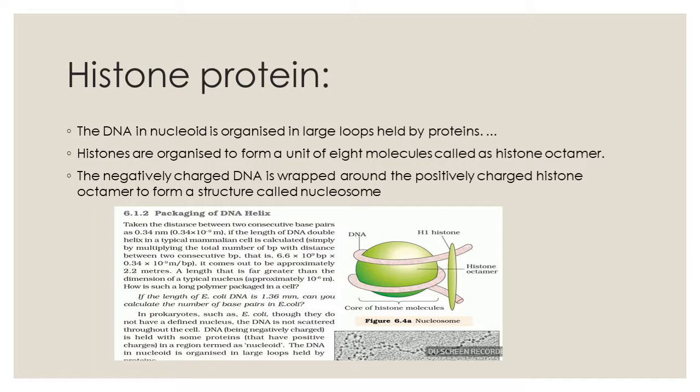The DNA in the nucleoid is organized in large loops held by the proteins. Histones are organized to form a unit of 8 molecules called histone octamer. And the length of E. coli DNA is 1.36 millimeter. Can you calculate the number of base pairs of E. coli? Can you calculate it?